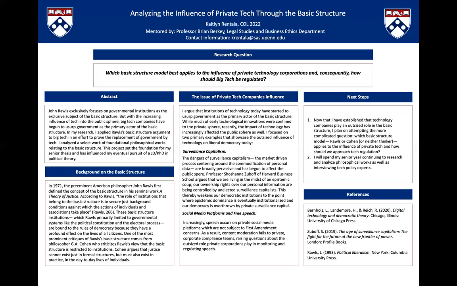Some of my next steps that I plan on building on this research from the summer is that I have now established that technology companies play an outsized role in the basic structure. I now plan on attempting to answer the more complicated question, which is which basic structure model, Rawls or Cohen, or maybe neither thinker, applies to the influence of private tech, and how should we ultimately approach technological regulation? It's a big question, but it's the question I plan on answering my senior year with an honors thesis.